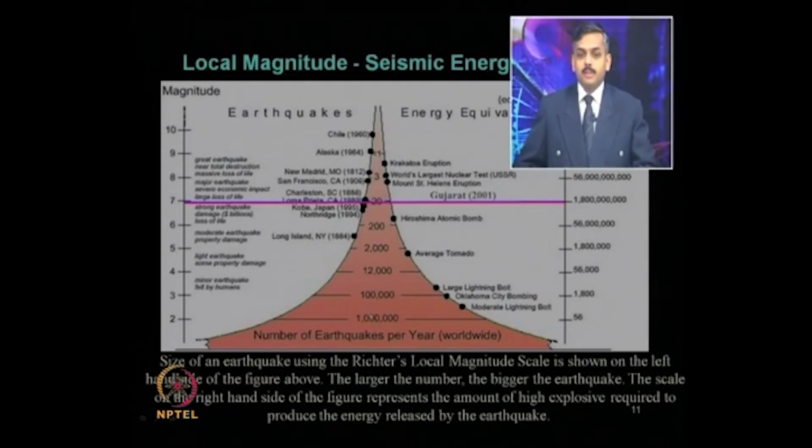And these are the number of earthquakes per year. Obviously, higher magnitude earthquakes occur lesser in number worldwide, and for smaller earthquakes, say below 3 or so, there are several hundreds and thousands of earthquakes occurring every year all over the world.